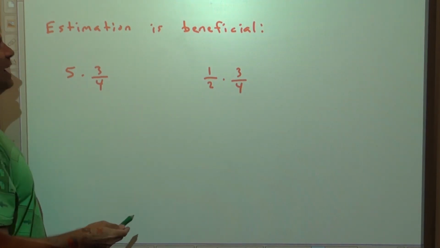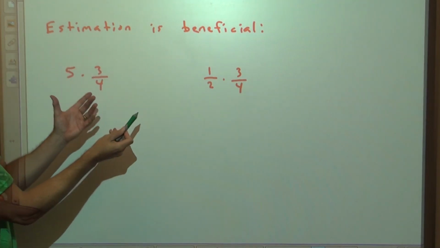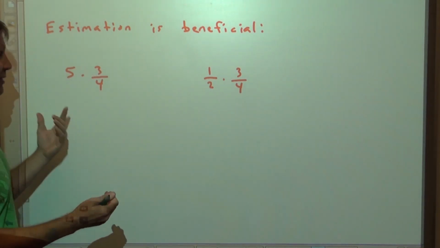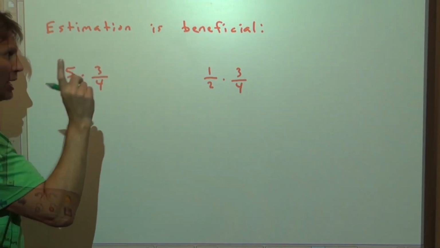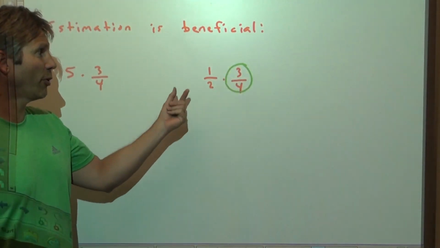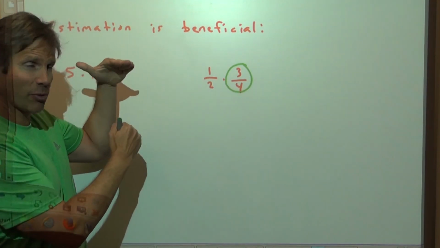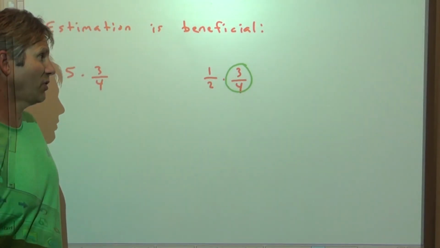And then lastly, estimation is beneficial. If you have 3/4, that means you have 75 cents. If you multiply that by 5, you're getting more money than you started with. You get 5 chunks of 75 cents each. But if you multiply this 75 cents, this 3/4, by 1/2, when you multiply by a fraction between 0 and 1, you're going to end up with less money than what you started with.